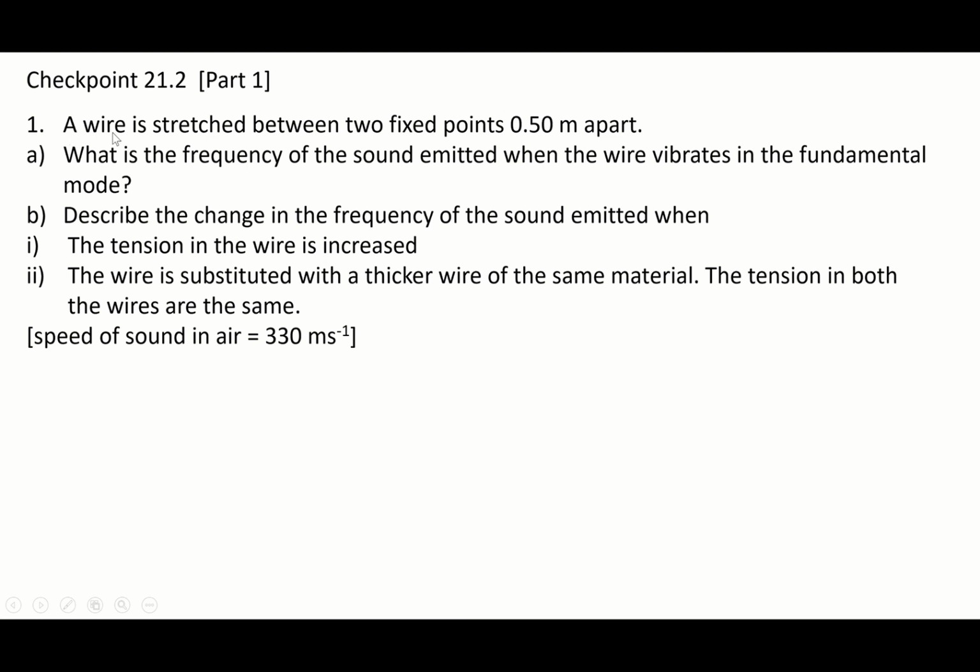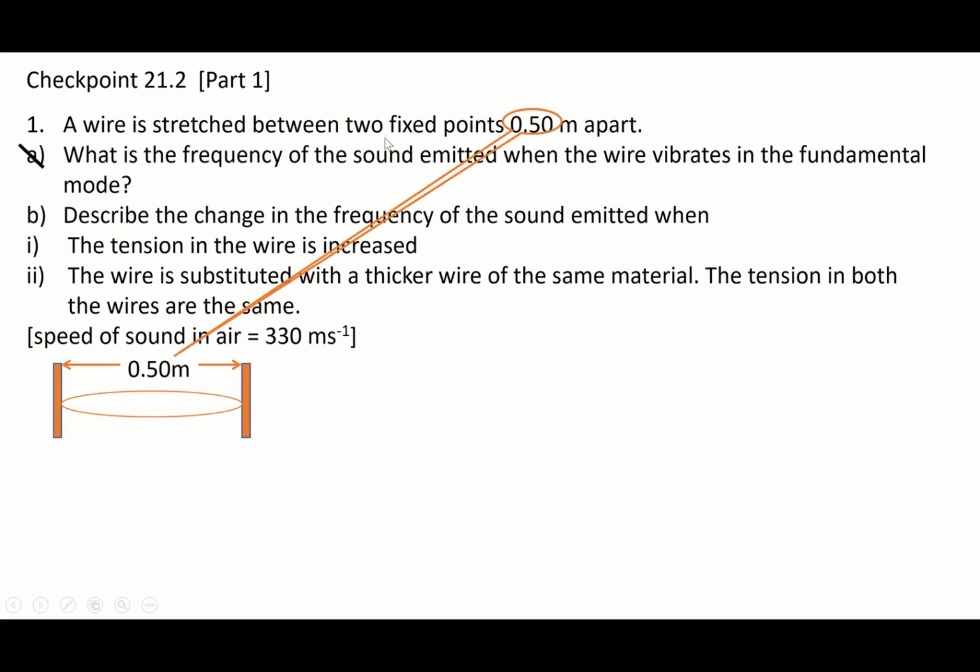Okay, the first question. A wire is stretched between two fixed points 0.50 meter apart. A, what is the frequency of the sound emitted when the wire vibrates in the fundamental mode? B, describe the change in the frequency of the sound emitted when the tension in the wire is increased. The wire is substituted with a thicker wire of the same material. The tension in both the wires is the same. Given that the speed of sound in air is 330 meter per second.